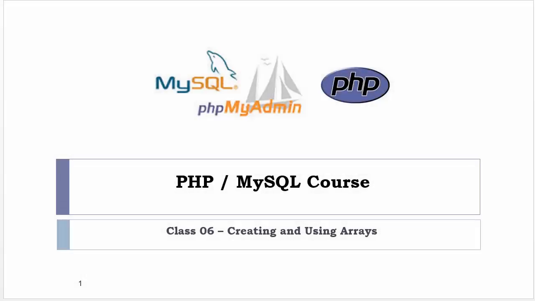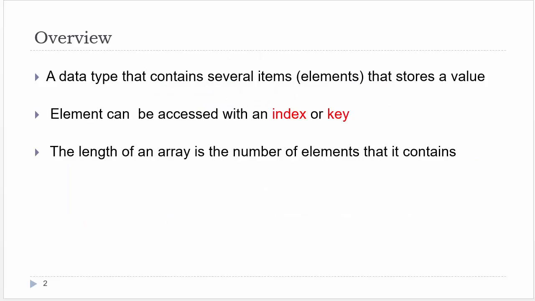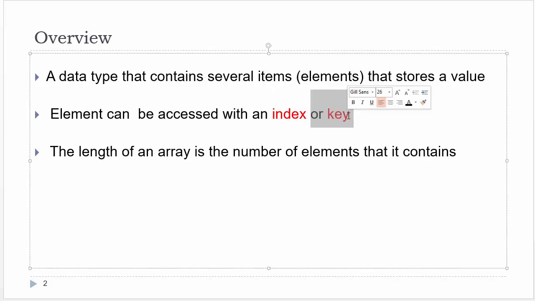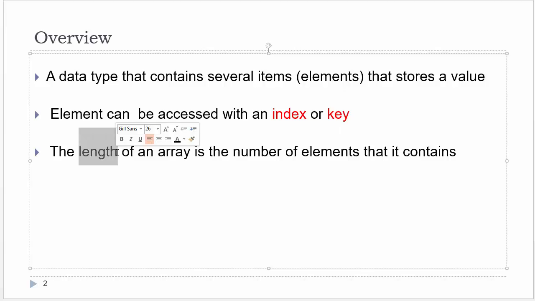Welcome to our class. In this class, we will look at arrays and some functions that are commonly used with them. An array is a data type that contains several items called elements, and these elements store a value. The elements in an array can be accessed by using an index value or by using a key, depending on the type of array you are using. Arrays have a length, which is the number of elements that are contained in that array.